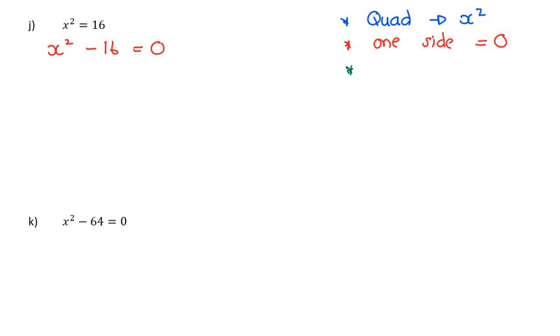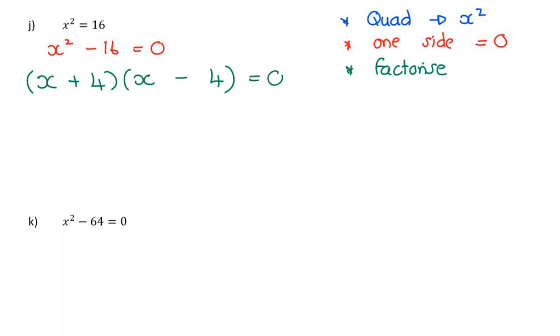Third step was factorize. Is there a highest common factor here? And the answer is no. Is it a difference of two squares? And I think it is, because x times x gives me x squared, 4 times 4 gives me 16, one's a plus, one's a minus. Next step is each factor could equal 0. So I'm going to take each factor and equate it to 0 in order to get two equations. So either x plus 4 must be 0 or x minus 4 must be 0. As long as one of them is 0, when you multiply by 0, you get 0.